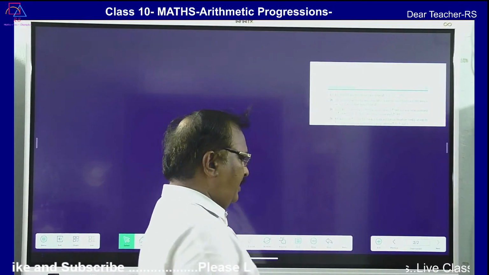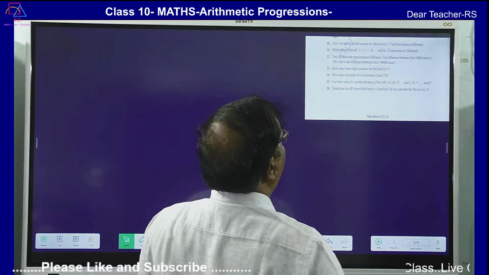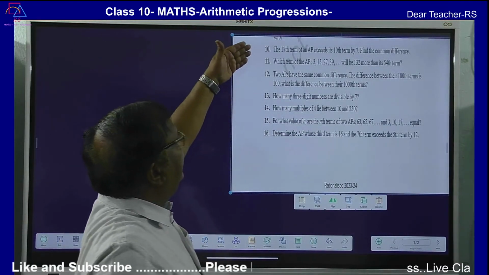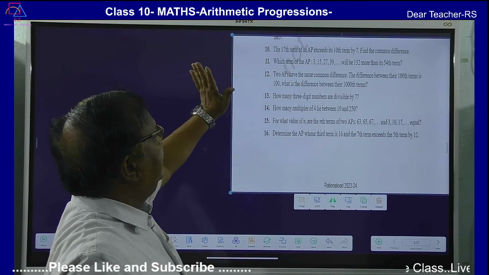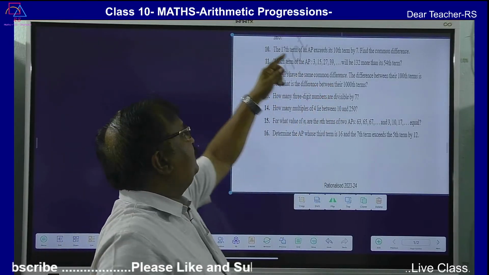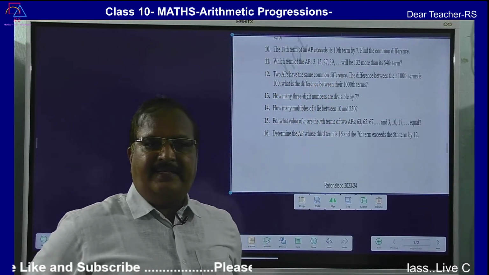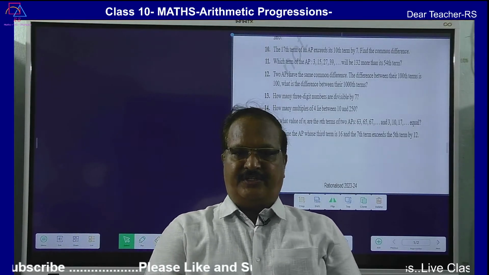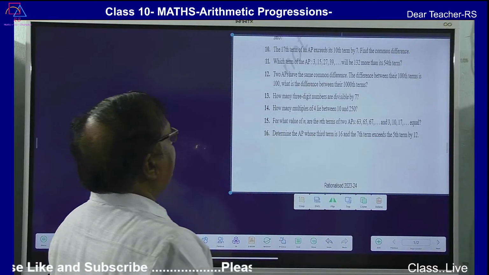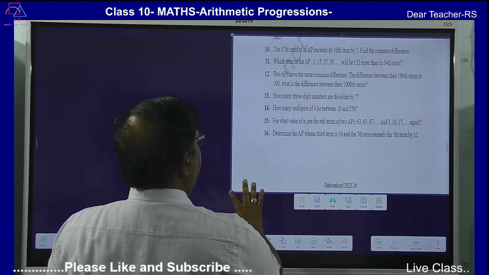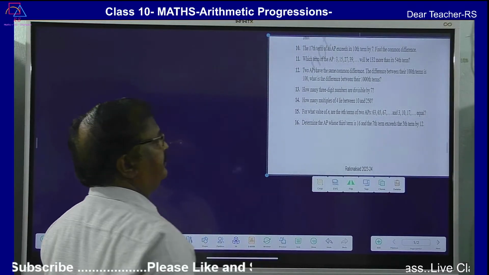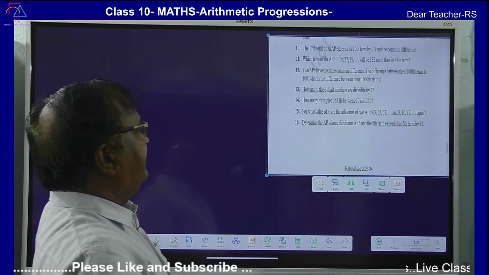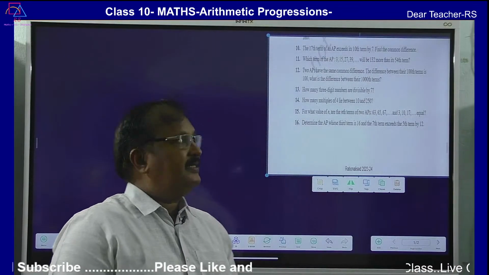So let us start. Only these problems are left. Till the ninth problem we have already done. Now we are going to do from the 10th problem onwards in the second exercise of arithmetic progression. Let us understand, because it is a very important sum. It came many times in the board examination. The 17th term of an AP exceeds the 10th term.